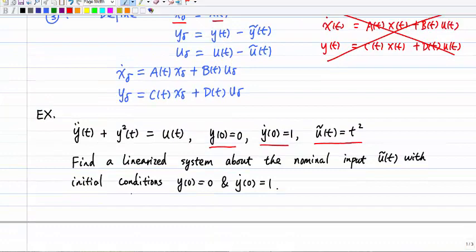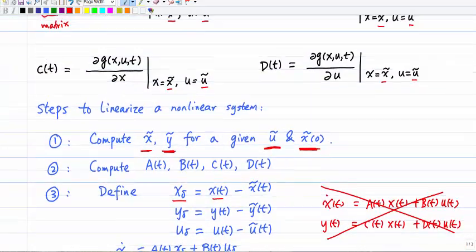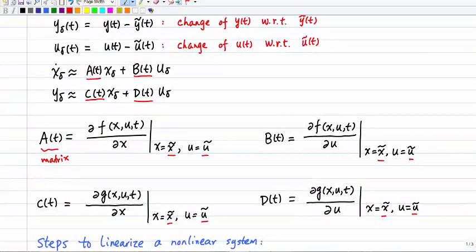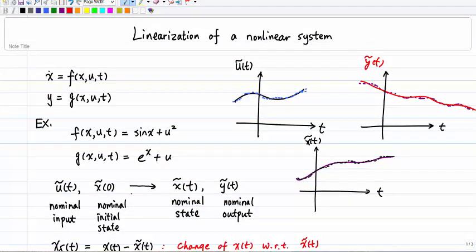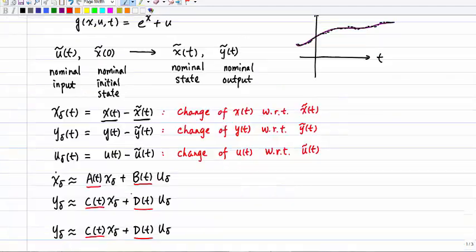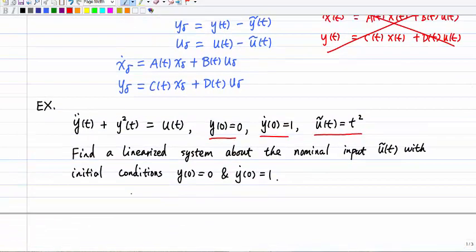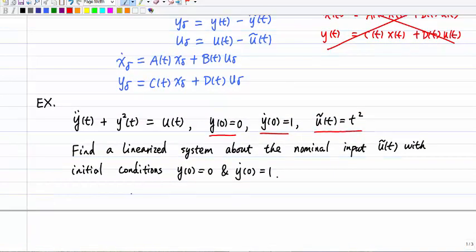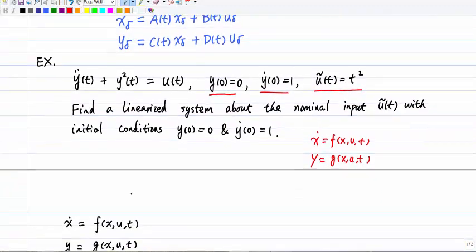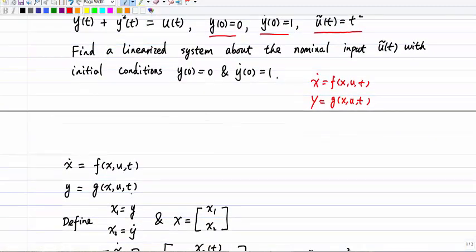Of course, this is not the same as I mentioned over here, where the original system should look somehow like this. I don't have x over here, so apparently first let's write it down in a form that is similar to what we have: x dot is f(x, u, t) and y is g(x, u, t). You can follow the same idea I mentioned in the state space representation, so you have to write it in this form.